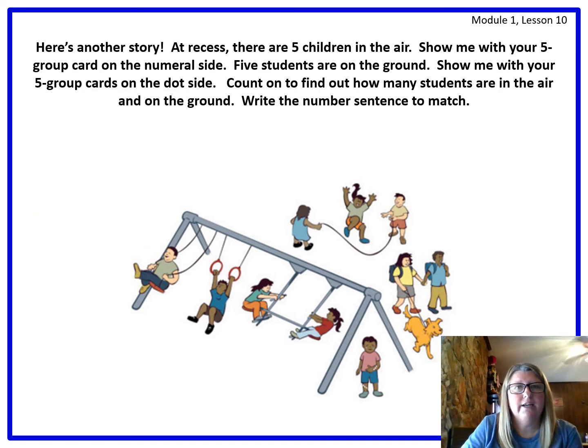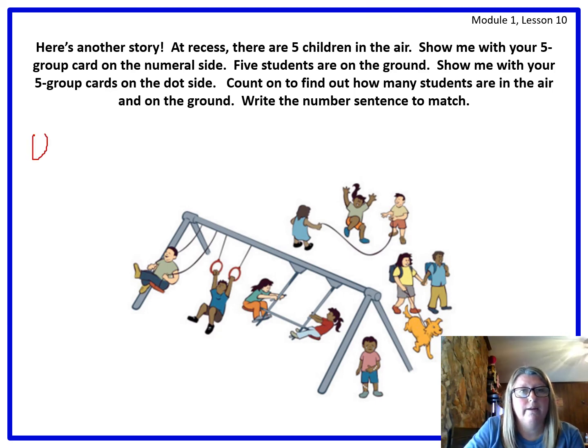Okay, so here's another story. At recess, there are 5 children in the air. 5 students are on the ground. Count on to find how many students are in the air and on the ground. Write a number sentence to match. So now let's go back. It says at recess there are 5 children in the air.